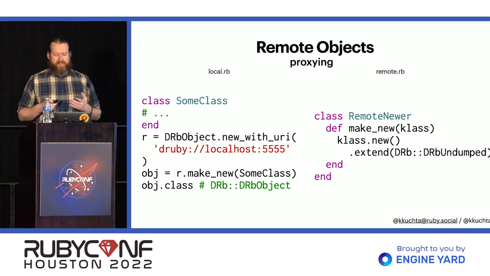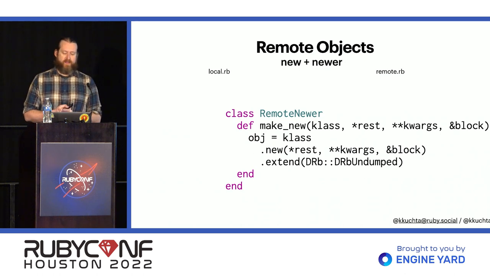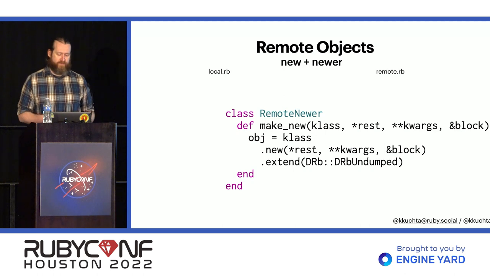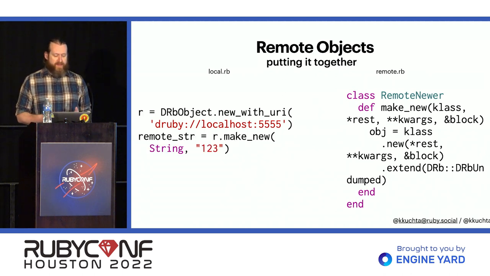But this make new function, it kind of sucks. It only works if the class takes no arguments. So let's beef it up. Now it can handle classes that take multiple arguments, keyword arguments, blocks, whatever, and it just passes that on to the new function of this class. Easy enough. And this works. I create my remote newer, and now I can call make new. Let's say we're going to make a new string. And I'll give it some initial value, the string 123.